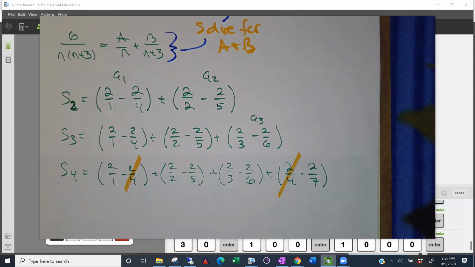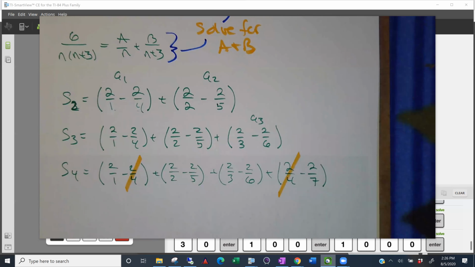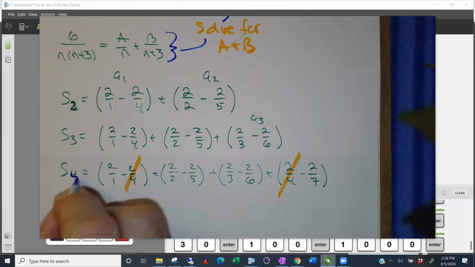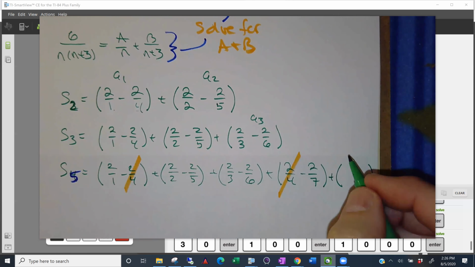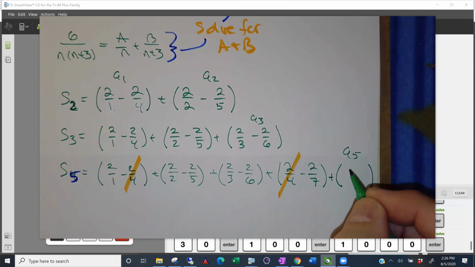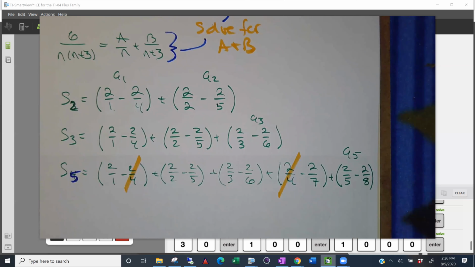Let's just write one more term here, make this S sub 5. I'm going to cheat. Let's put on the 5th term here. So A sub 5 will be 2 over 5 minus 2 over 8. Did I pick up any more cancellation with that term? Yeah, the 2 over 5 term cancels.